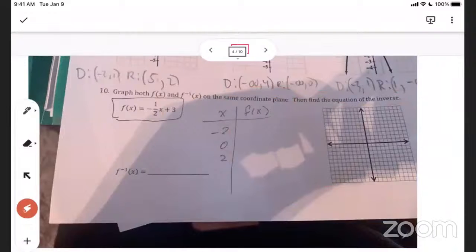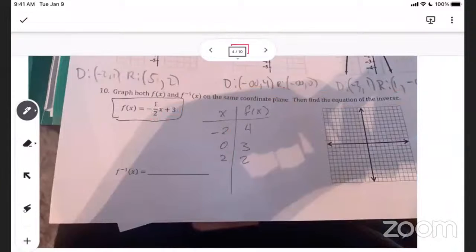So when I plug a -2 in here, that becomes a +1 plus 3 is what? 4. Good. When I plug 0 in here, that goes away, plus what? 3. When I plug a +2 in here, that becomes a -1. What's -1 plus 3? 2. So there are my 3 points.